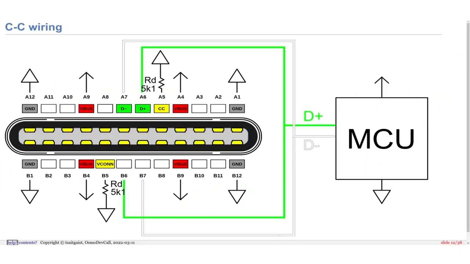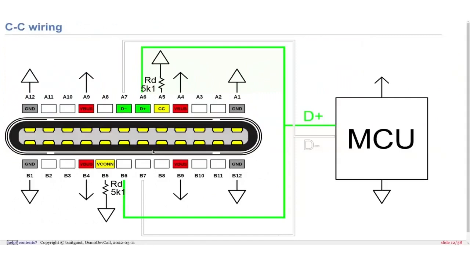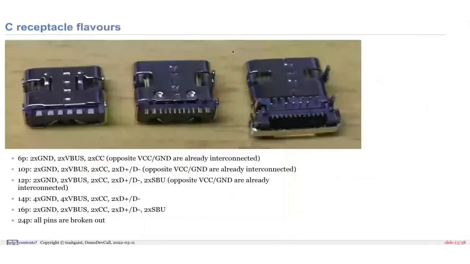And this is where already we see a lot of confusion. This connector has 24 pins. We don't use all the 24 pins. We just use the CC lines, the data lines, and the power lines. So because the connector is expensive, because you don't need all the pins all the time, you have various types of connectors, and they are denoted with the number of pins.